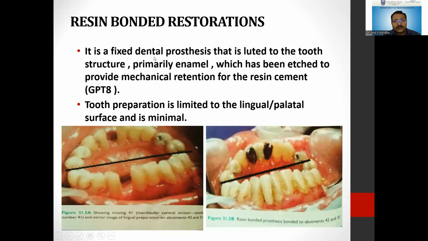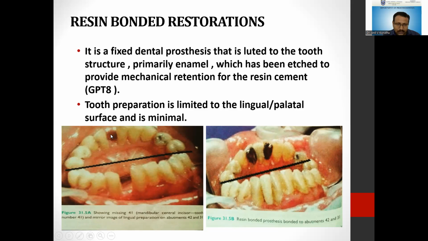Now, coming to bonded restoration, it is a fixed dental prosthesis that bonds to the tooth structure, primarily the enamel, which has been etched to provide mechanical retention for the resin cement. The tooth preparation is limited to the lingual or palatal surface and is minimal.